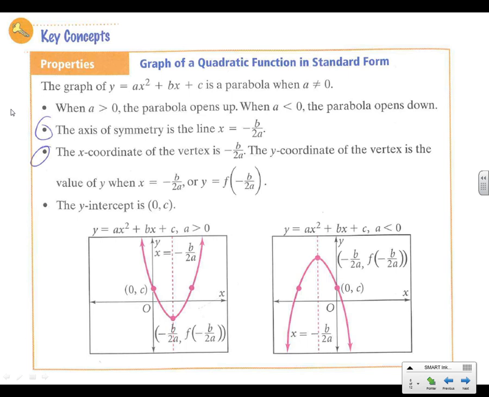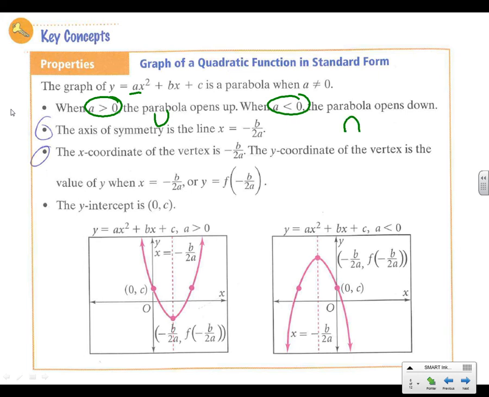All right, so what happens if b is not 0? So a couple pieces of information that we know here. First things first, if we look at the leading coefficient, a, and that is bigger than 0, it's a positive, the parabola is going to open up. If a is a negative, the parabola opens down.